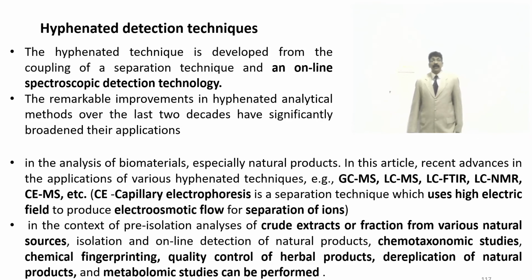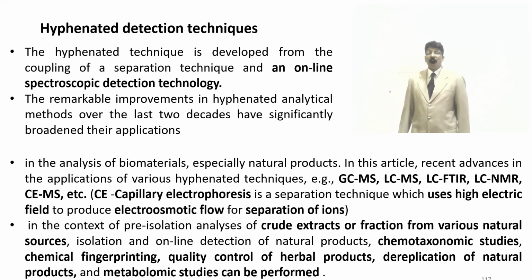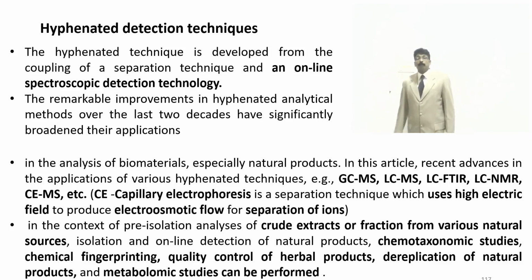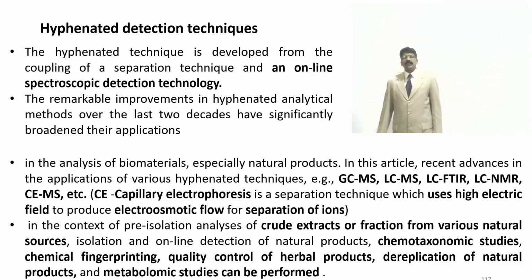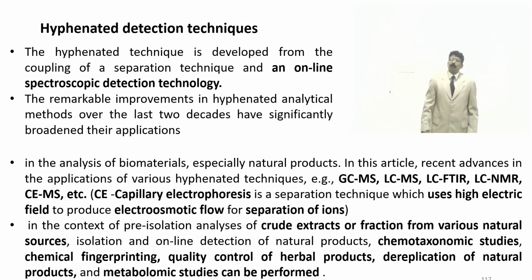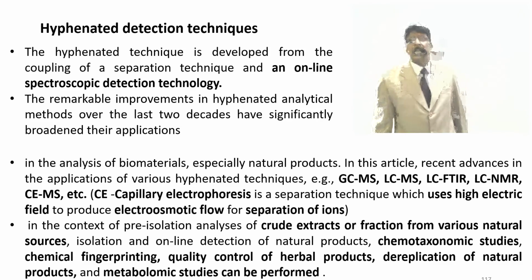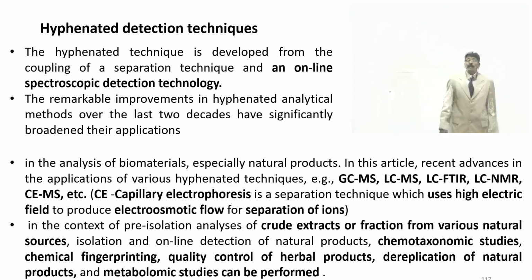In the context of pre-isolation analysis of crude extracts in herbal drugs, herbal formulations, or fractions of various natural sources, isolation and online detection of natural products can be used for chemotaxonomic study. You should know what a chemotaxonomic study is. Taxonomy means the classification of herbals, the classification of plant sources, and how they are done by means of chemotaxonomy.